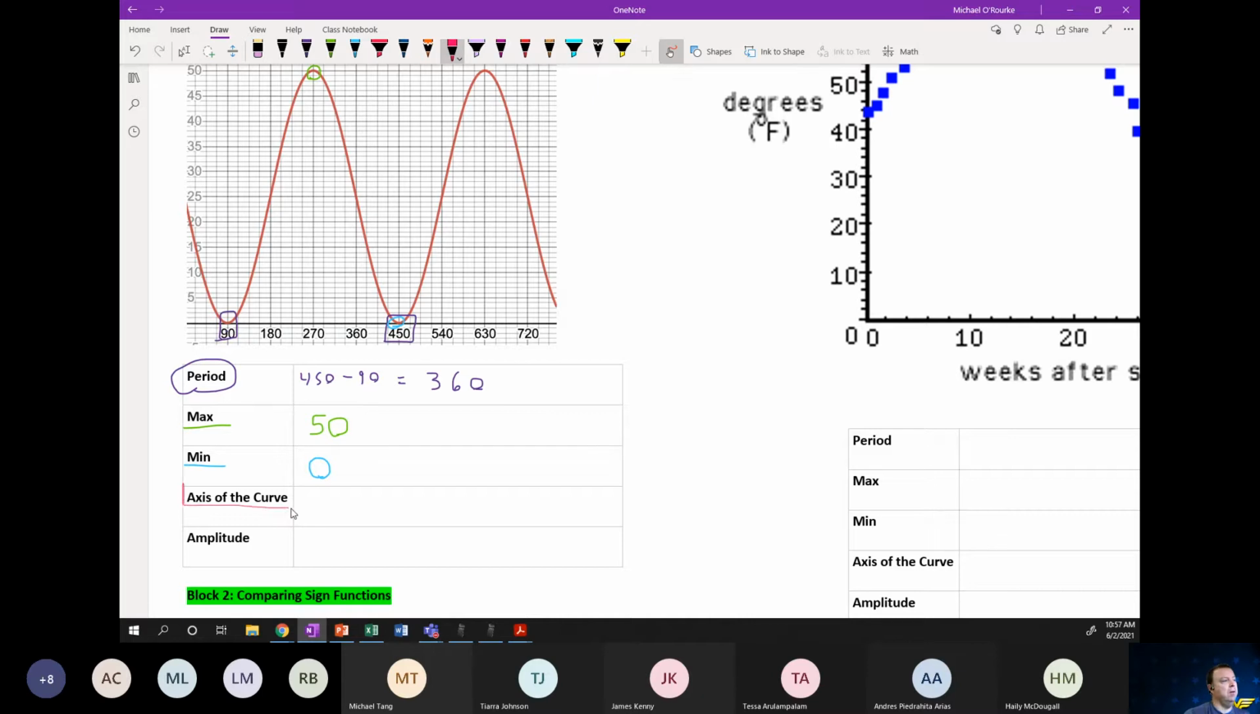Now my axis of a curve, remember the formula is max plus min divided by 2. This one's easy since it's 50 plus 0 divided by 2. 50 divided by 2 equals 25. So if I drew a line straight through the middle, and it kind of makes sense to draw a line because I can eyeball it.